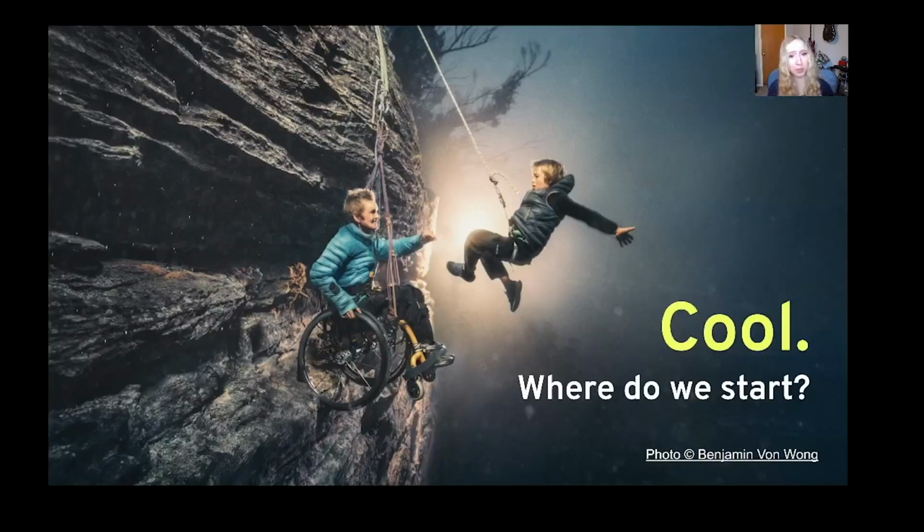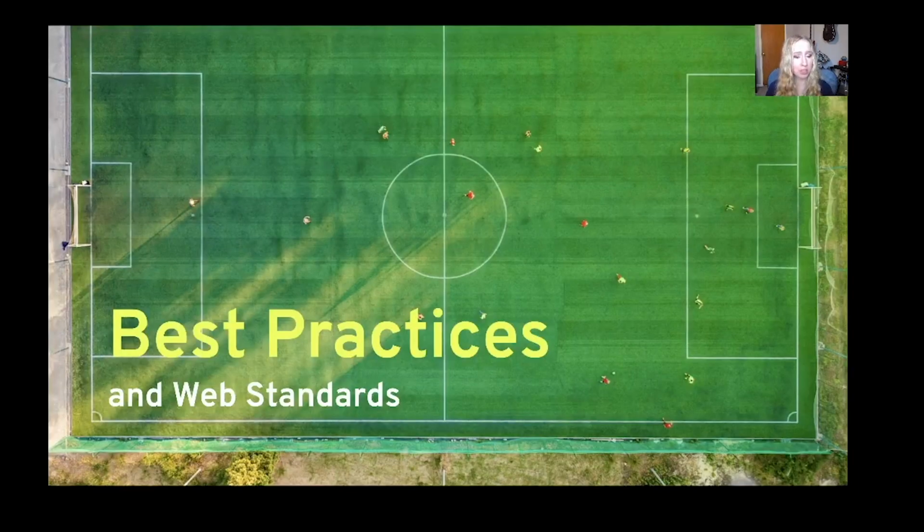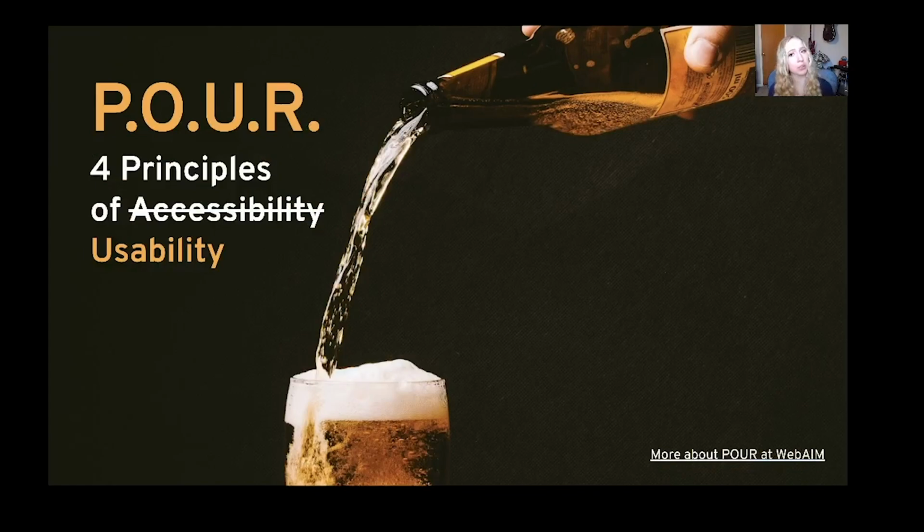So cool, where do we start with this? Well, we start with some best practices and web standards to help us guide. Often you'll hear about an acronym POUR to explain the 4 principles of accessibility, but truthfully these principles should be considered the 4 principles of usability as well.